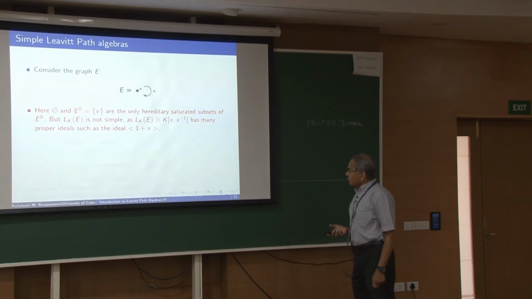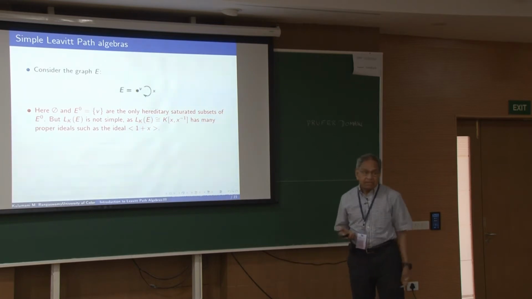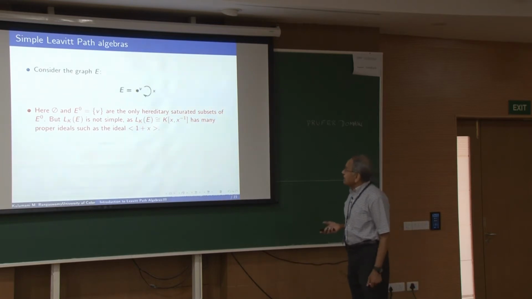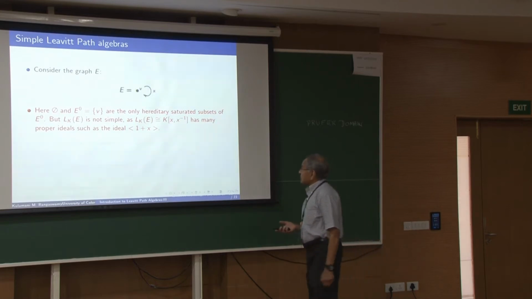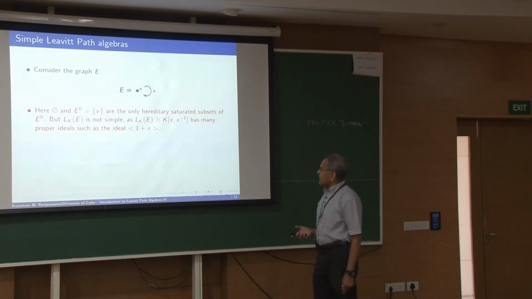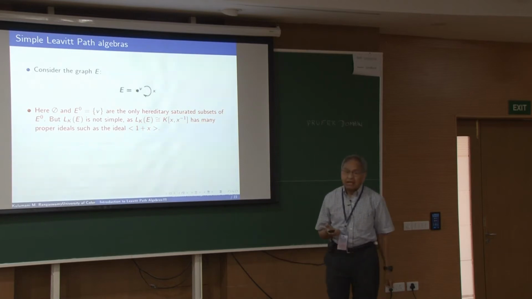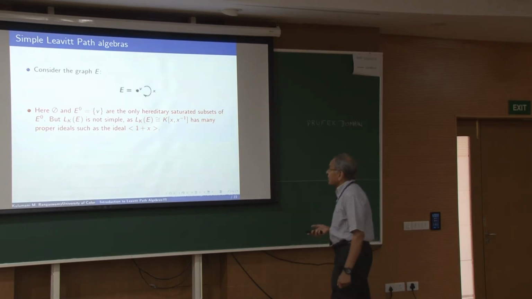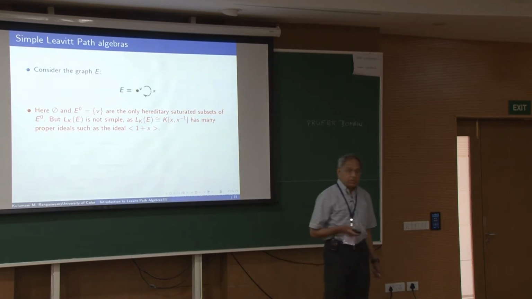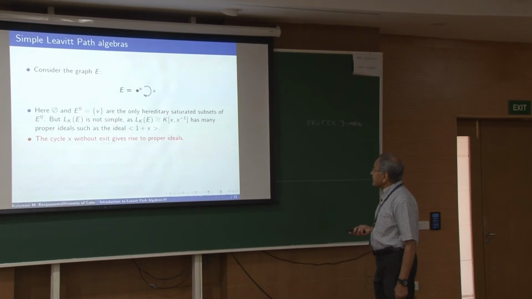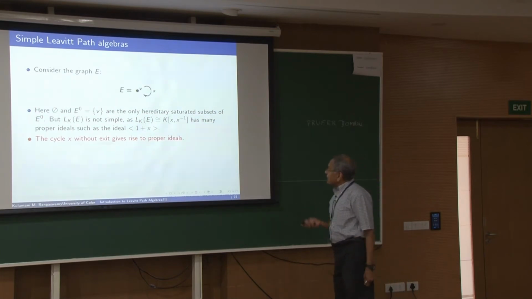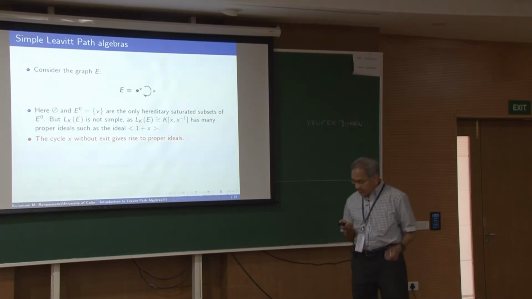But this is not simple because it's an integral domain. You can see that if you take any polynomial, lots of them, which have a non-zero constant term, they will generate an ideal, in particular the polynomial one process generates. So this is not a sufficient condition, so we need an extra condition. One reason why there are more ideals is that the cycle has no exit there.